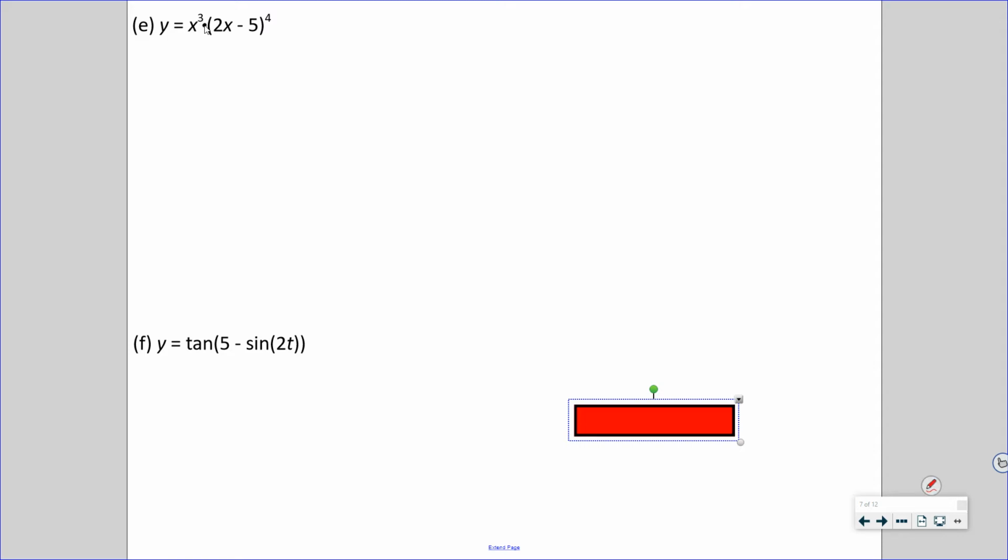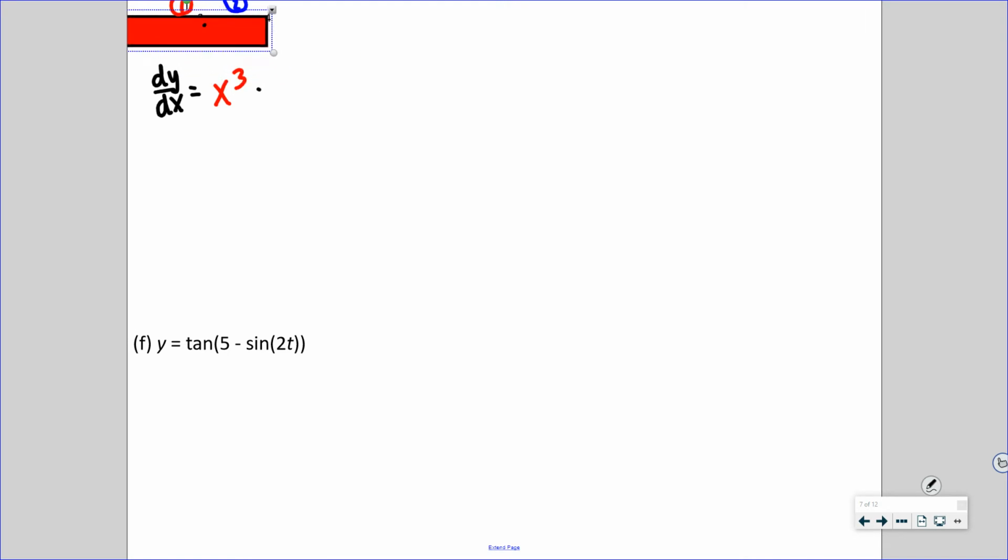Where I see this, my first factor is x cubed. My second factor is (2x minus 5) to the 4. Product rule is first factor times the derivative of the second factor. Now when I take the derivative of the second factor, I'm going to need to use chain rule.